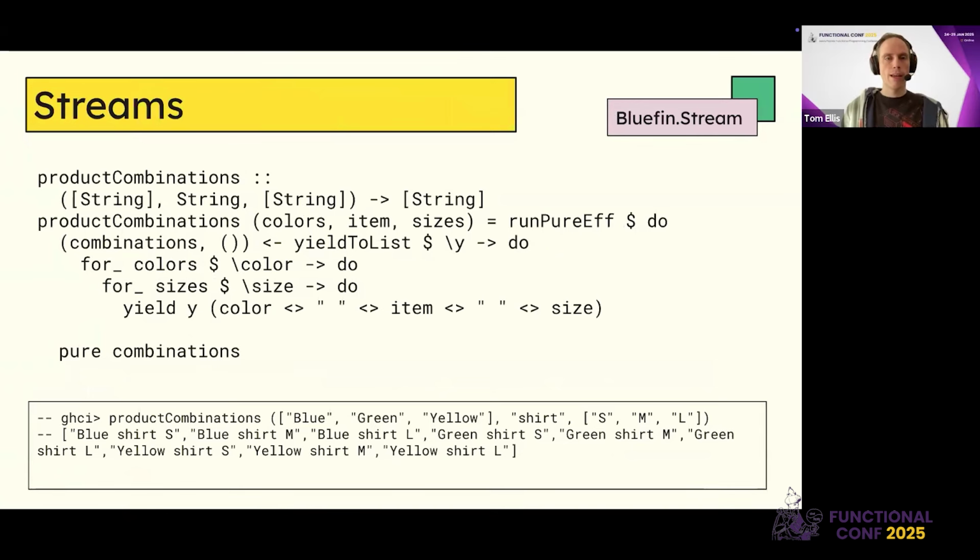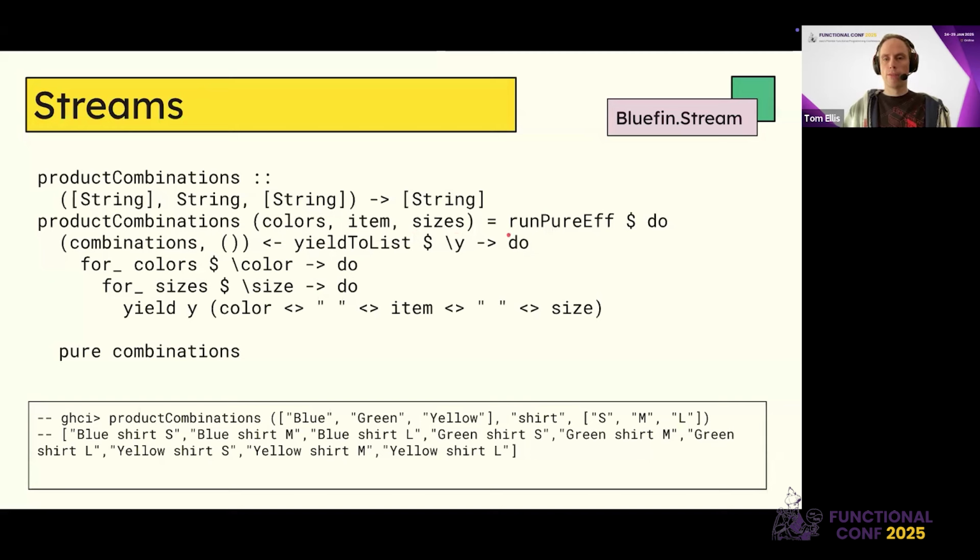So here is an example of using streams in Bluefin. The function is called product combinations, and what it's going to do is take a list of possible colors. So that's a list of strings called colors. It's going to take the name of an item. So that could be hat, shorts. And it's going to take a list of possible sizes. That's in this sizes variable. And it's going to produce all possible combinations of colors and sizes for that item.